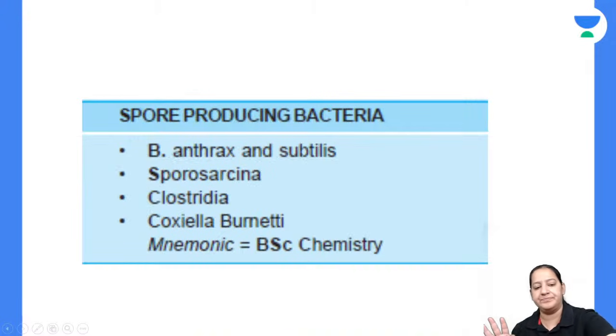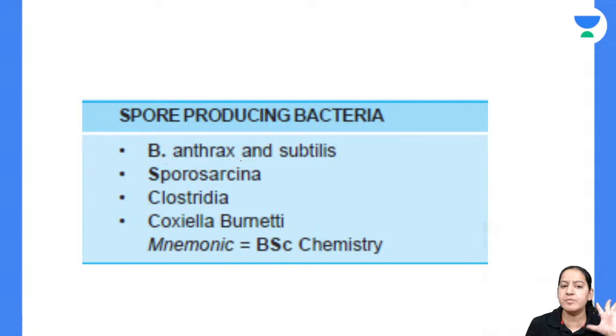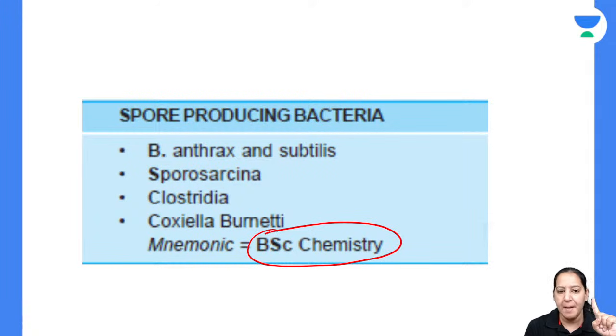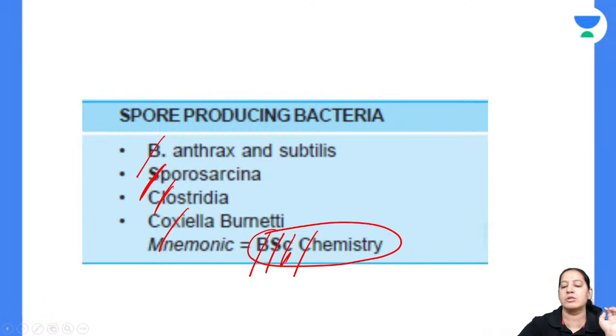So this is a list. You can see this is the list of spore forming bacteria. Only 4 bacteria in the world are spore forming. The mnemonic is BSc chemistry. B stands for Bacillus, both Bacillus anthracis and subtilis. S stands for Sporosarcina, C stands for all Clostridia, and another C stands for Coxiella. So BSc chemistry, you have to learn the name of the 4 bacteria. Staphylococcus is not coming in this mnemonic either, so Staphylococcus is non-spore forming.